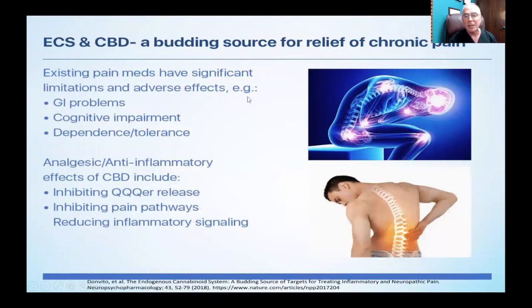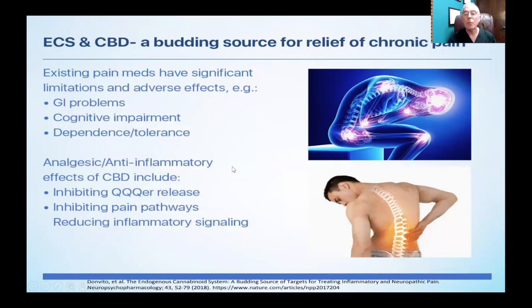There's a lot of existing pain medicines that you can take, but a lot of them have gastrointestinal problems. You can develop ulcers. Some of them kind of impair your ability to think very well, and some of them cause some dependence and tolerance. So we don't want to do that if we can avoid that.